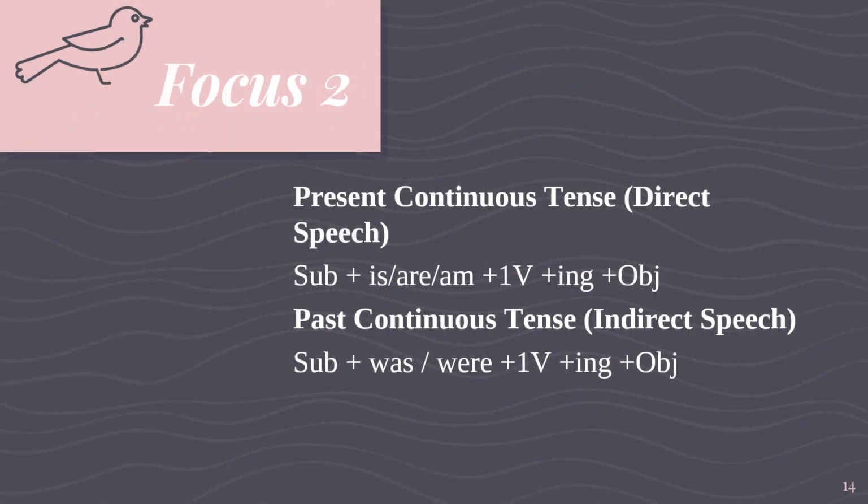Now, the second focus is on present continuous tense. If the statement is given in present continuous tense in direct speech, that is subject plus is, am, are according to the subject plus first form of verb plus ing plus object. For example, I am writing a letter. It would be changed into past continuous tense. She said that she was writing a letter. Same continuous tense would be used but with the past form of verb. That is, subject plus was or were plus first form of the verb plus ing plus object.